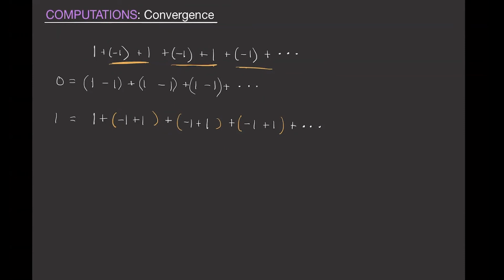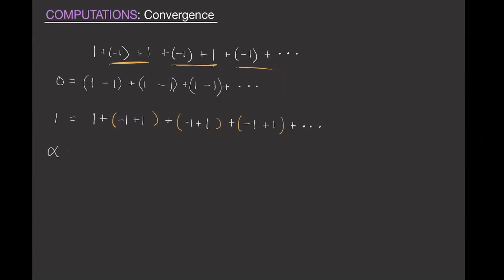Now it's the same numbers, note that this 1 is always in the same place, this -1 is always in the same place, and so on. All that's different is that we've grouped them differently. We've put parentheses in different places. So it seems like, well, they should be the same if you just move the parentheses, but in fact, no, that's not true. They're very different.